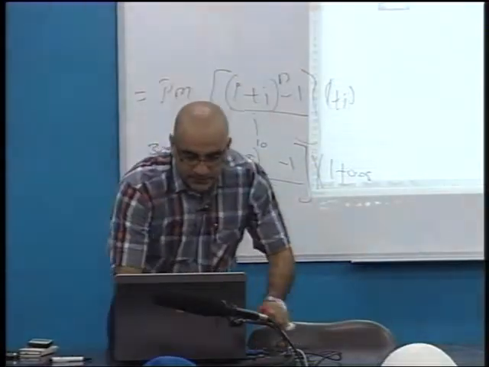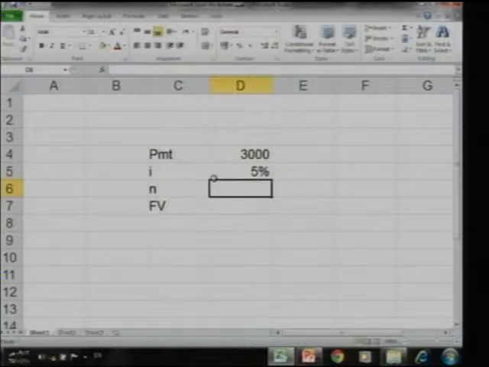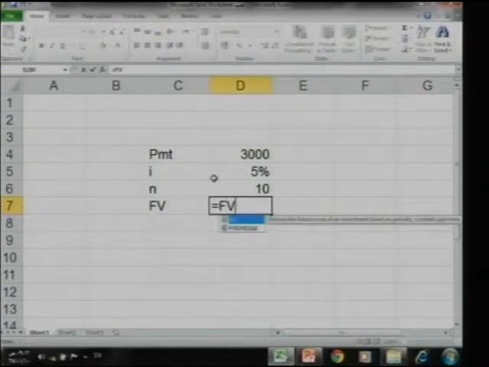Okay, in Excel we have payments, we have I, and we have N, and we want to calculate the future value. So what is the payment? 3,000. I is 5%. N is 10. Now we want to calculate the future value. So the future value is equal like this, and write the future value.